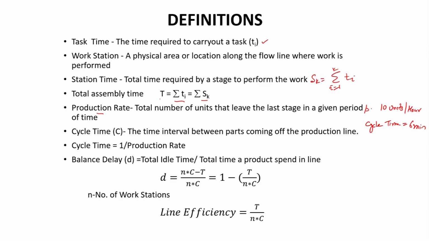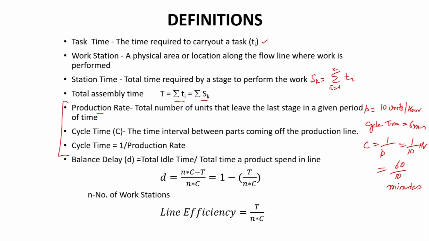So, if P is equal to 10 units per hour, cycle time is 1 by P, which is equal to 1 by 10 hours. This is equal to 60 by 10 minutes. So, this is how there is a relationship between production rate and cycle time, and these two are connected. In a given situation, you may be given a production rate that you have to balance the line for, or you have to balance the line for a given cycle time.